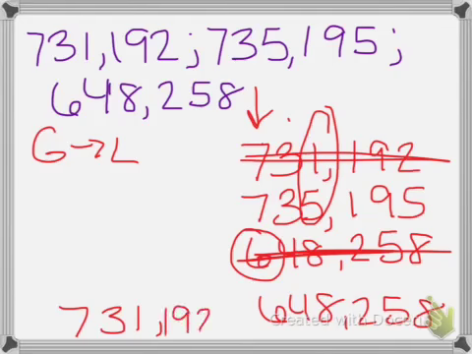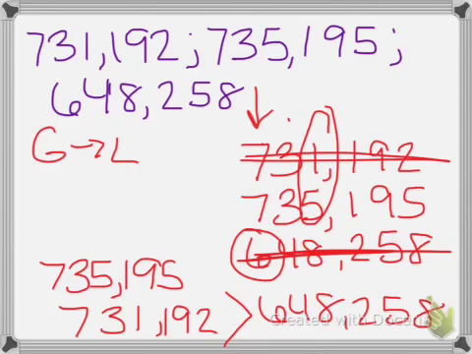Now, one thing I'm challenging them to do is, instead of putting a comma or a semicolon, I'm actually having them use an inequality. Well, which one's bigger? That one, to list. And the last one then is 735,195. And then that one would be bigger.